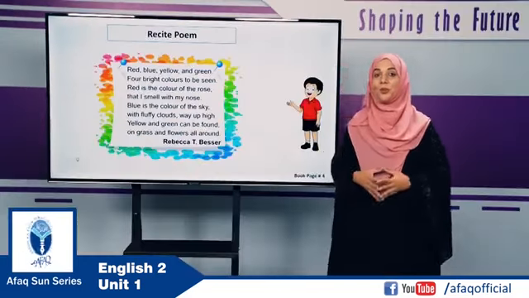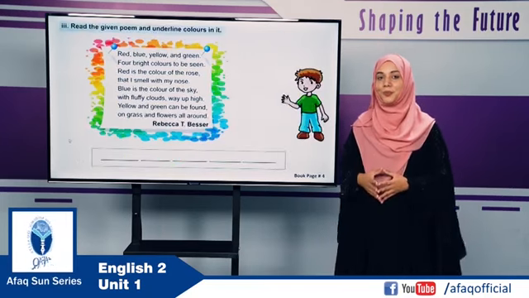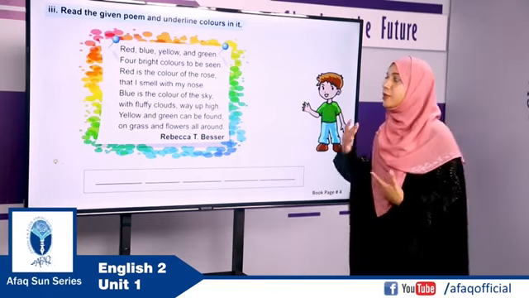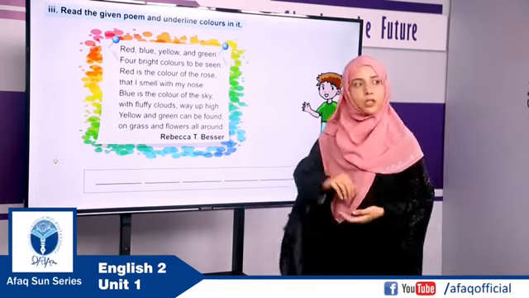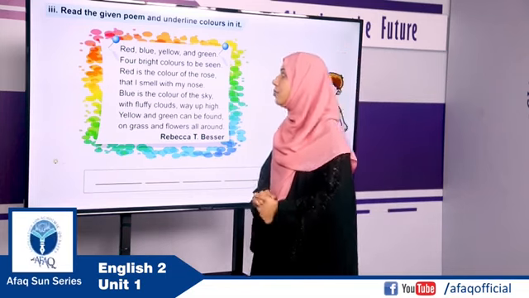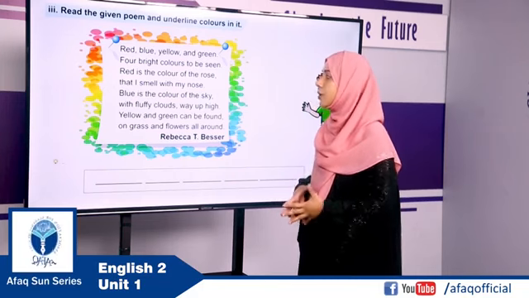So this was a wonderful poem about colors. Very good. Did you like the poem? Students, now read this poem carefully and underline the names of colors in them. Let's do the first line together. Alright, the first line is red, blue, yellow and green. Are there any names of colors in them?